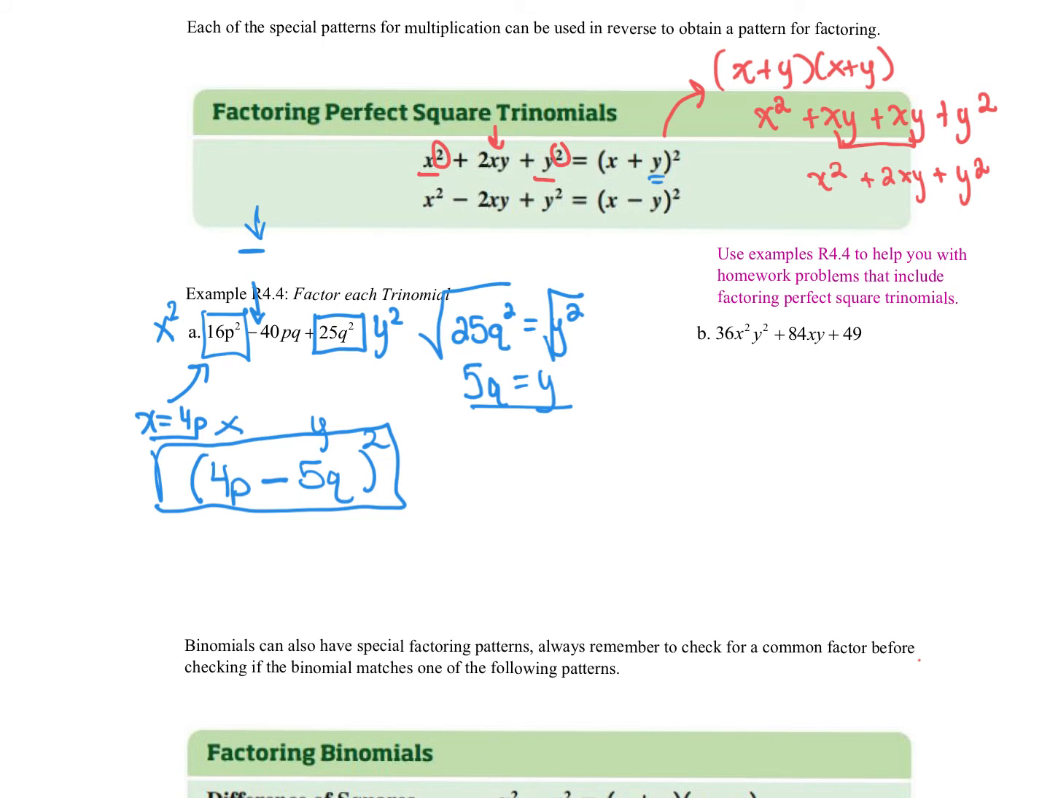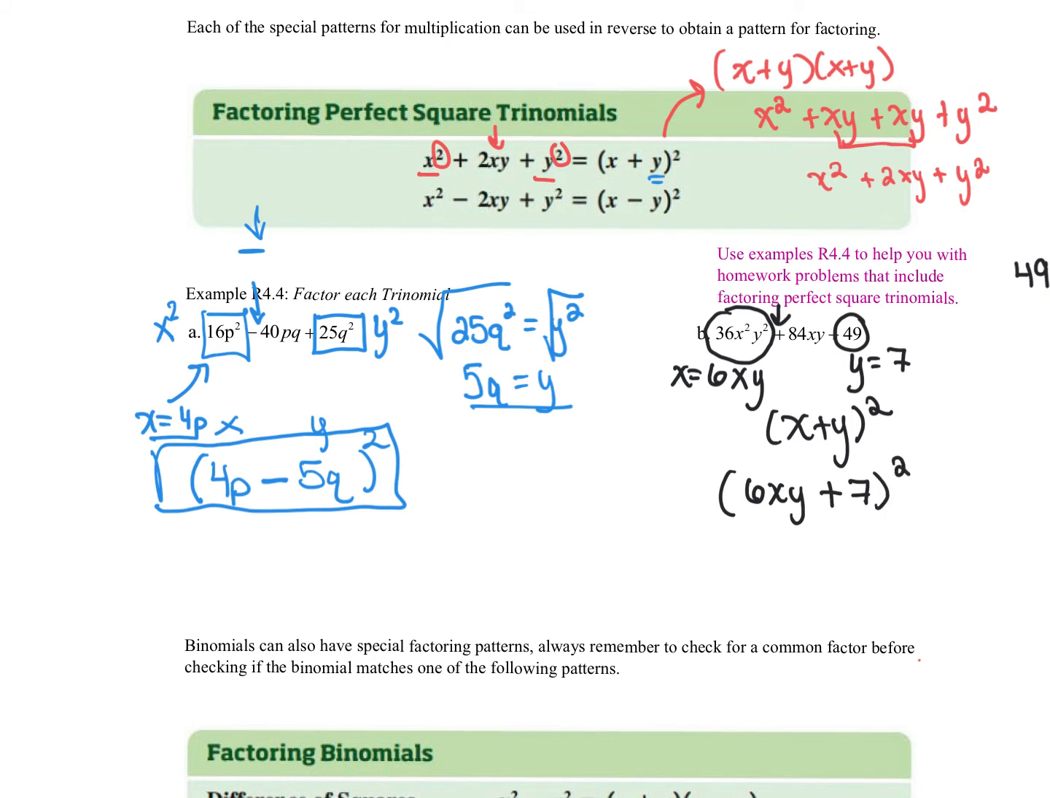So if we go over here to the next one, it may not be as obvious as a factoring pattern, but 49 is a perfect square. It is something squared. And all of these terms right here, 36x squared, y squared, are also perfect squares. So we know that y equals 7. X is going to equal the square root of 36, which is 6. The square root of x squared is x. The square root of y squared is y. And because my middle term is a plus, I'm going to do x plus y in the square on the outside. So I get 6x plus 7, and then squared on the outside.